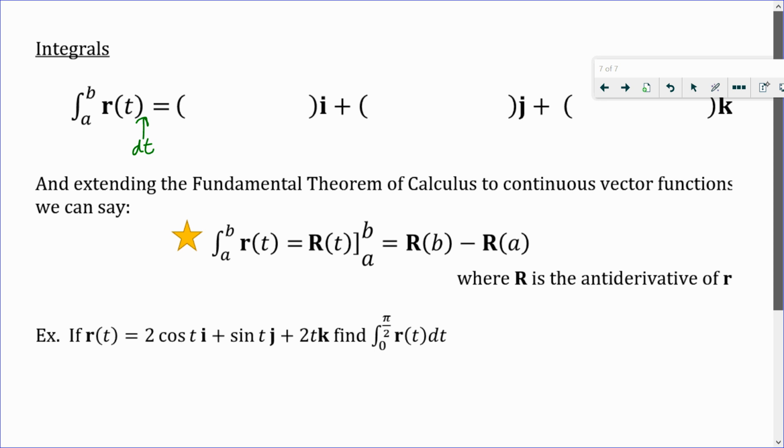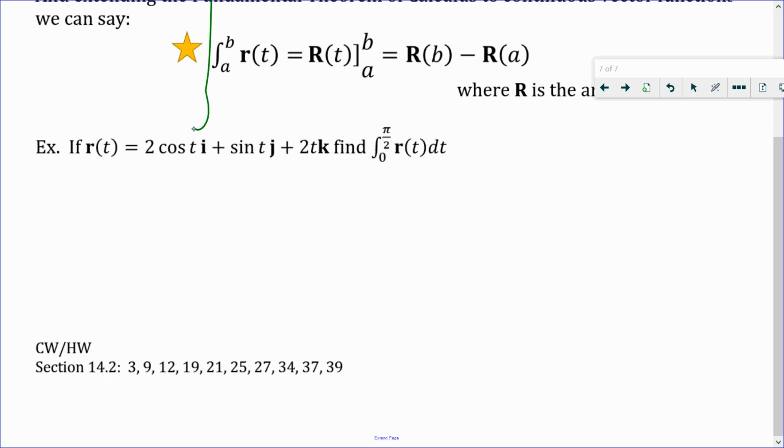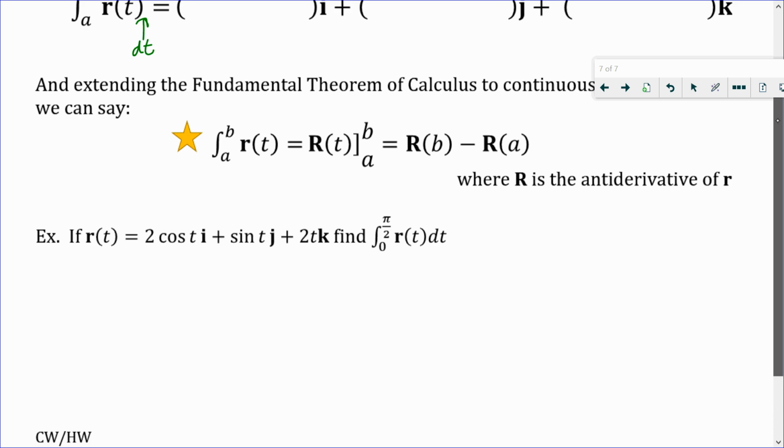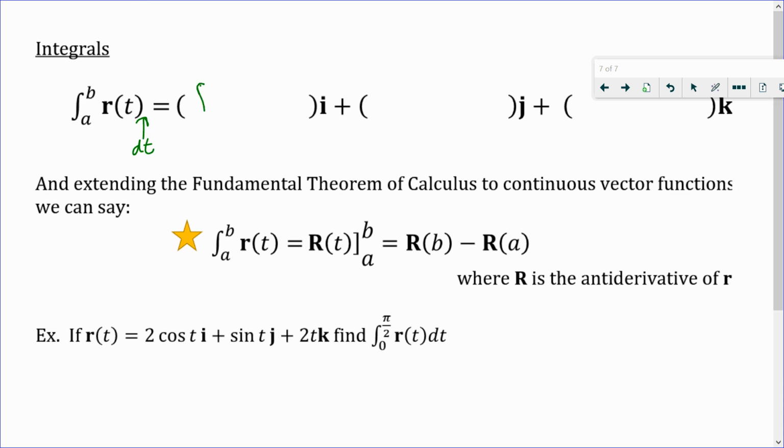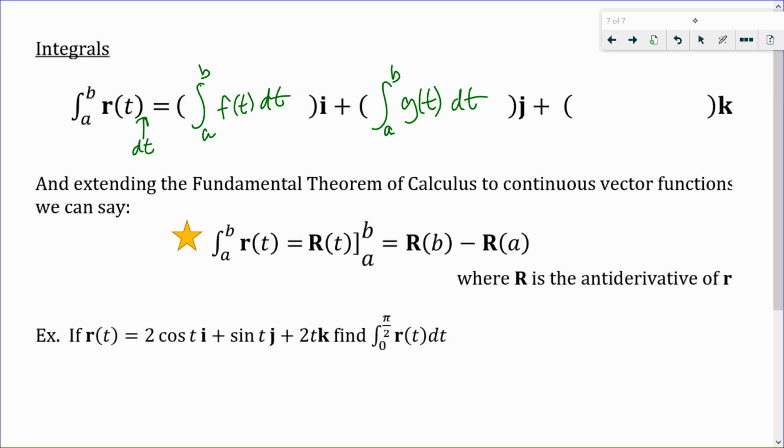So basically, the integral of a function is going to be the integral. I'm basically going to just be doing the integral from A to B of the x part, of the f part, f of t. So it's like you're doing 3 integrals in one, I guess. All right, then you got the integral of the, what's the next one, g of t. And then the last one is h, integral of h.